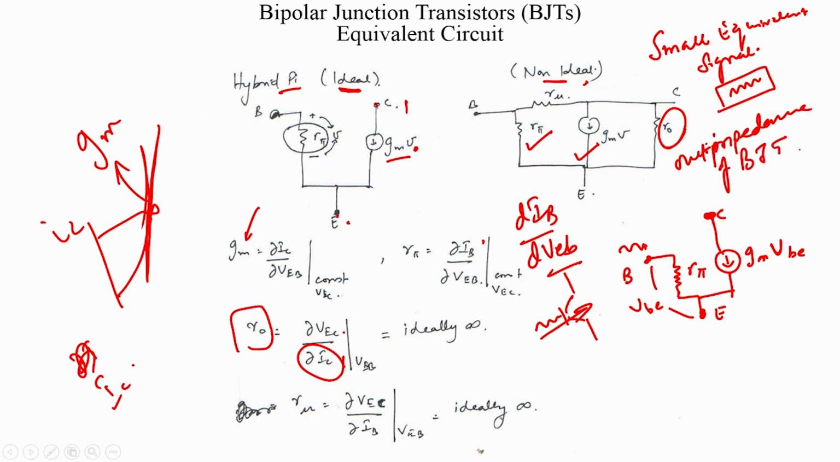And finally, you have r mu, which is another non-ideality, which is ∂VEC by ∂IB. That is, how does the collector to emitter voltage impact the base current. Again, ideally it should be infinite, but in reality you have a finite value for that, quite large but finite.